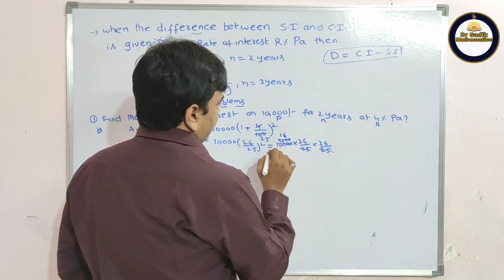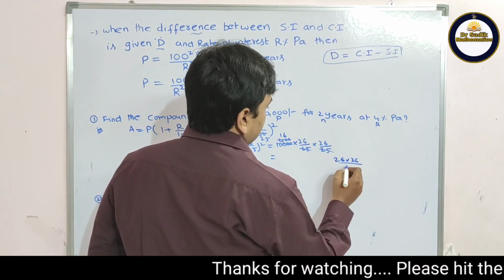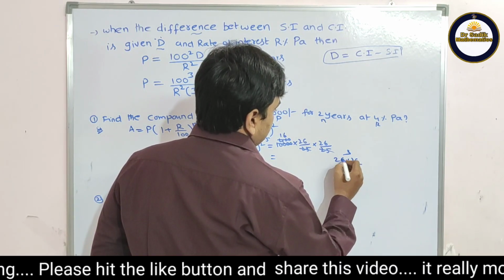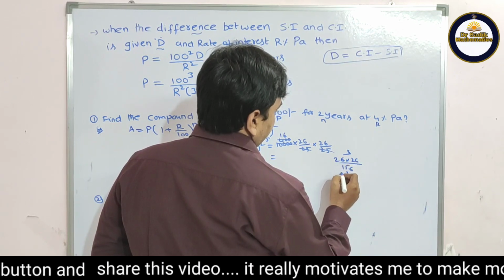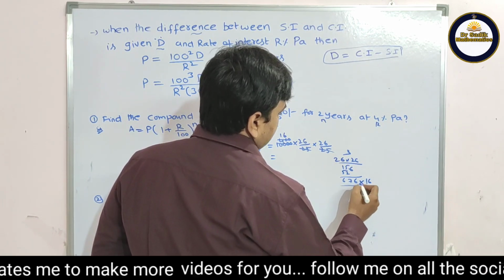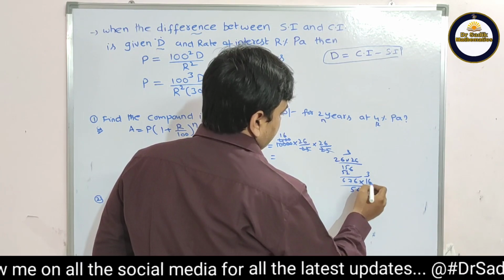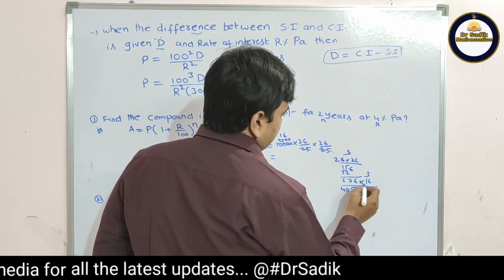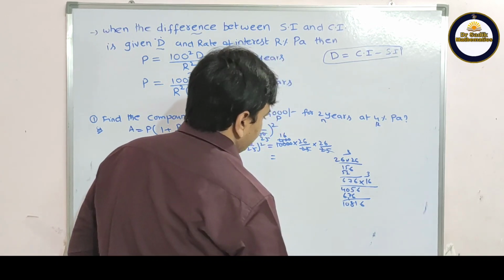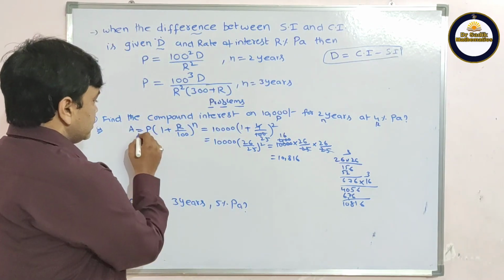So multiply, friends. 26 into 26, we get 676, and into 16 we get 10,816. Okay friends, we get here 10,816. This is the amount, friends.